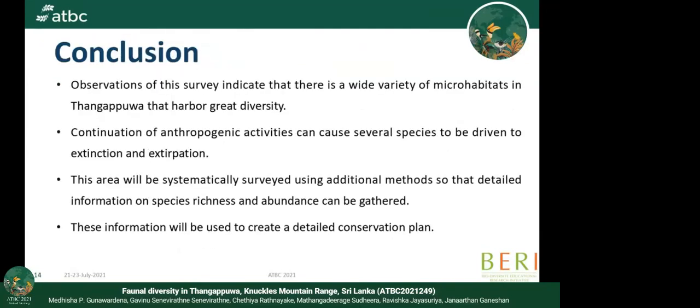In conclusion, observations of this survey indicate that there is a wide variety of microhabitats in Thangappuwa that harbor great diversity. However, continuation of anthropogenic activities can cause several species to be driven to extinction and extirpation. In efforts to prevent that, this area will be systematically surveyed using additional methods so that detailed information on species richness and abundance can be gathered. This information will be used to create a detailed conservation plan.